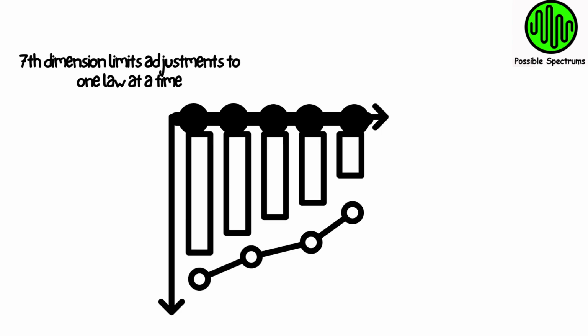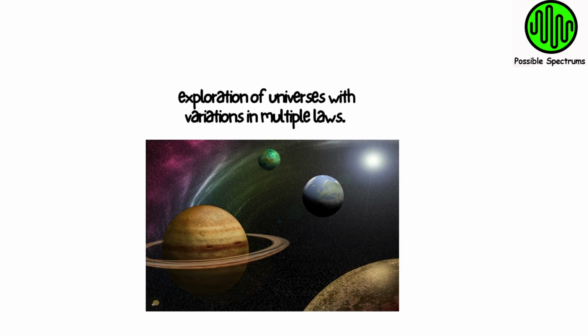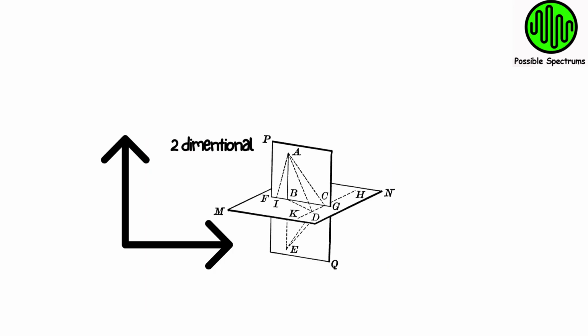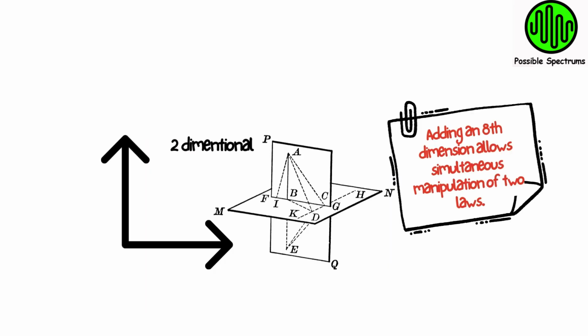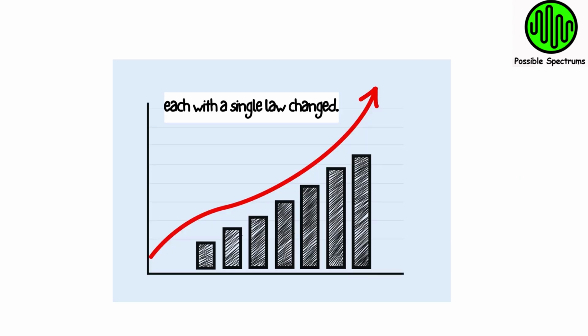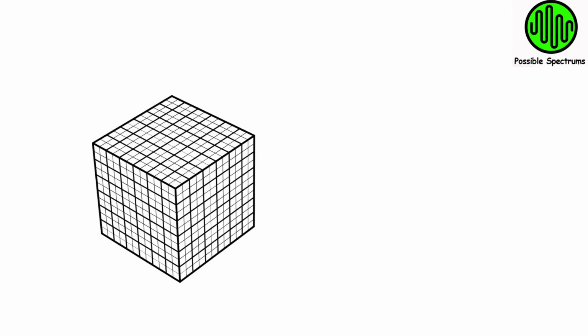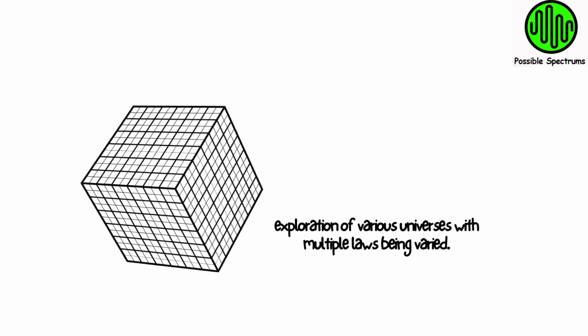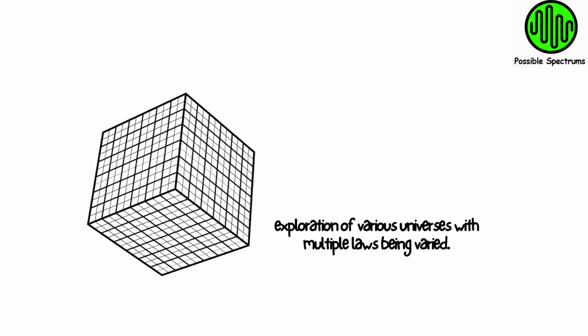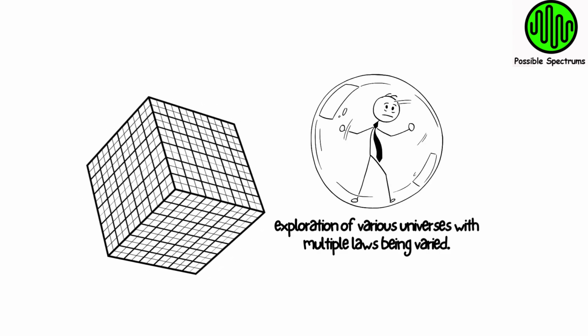However, the 7th dimension limits adjustments to one law at a time, hindering exploration of universes with variations in multiple laws. To address this, we need a 2-dimensional plane to explore combinations of laws. Adding an 8th dimension allows simultaneous manipulation of 2 laws, while the 7th dimension offers insights into diverse universes. It's constrained to changing one law at a time. Higher dimensions might hold the key to exploring even more varied universes, a concept pushing the limits of our understanding.